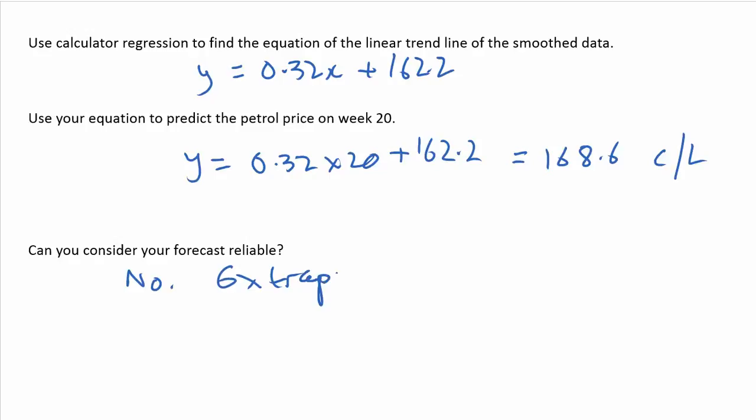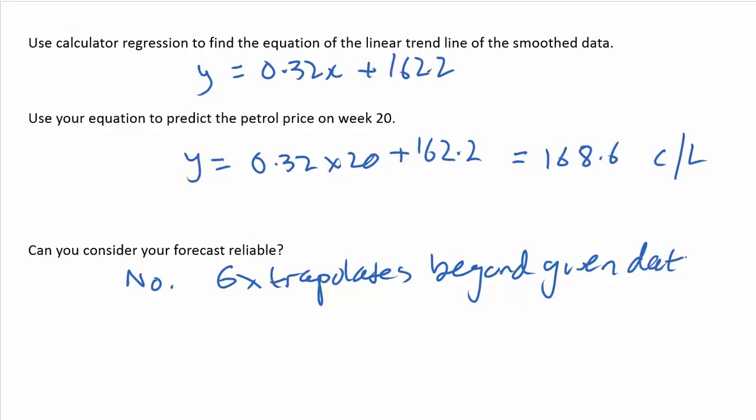extrapolates beyond the given data. On the other hand, whilst unreliable, it is really the only type of prediction that we could follow with the data presented.